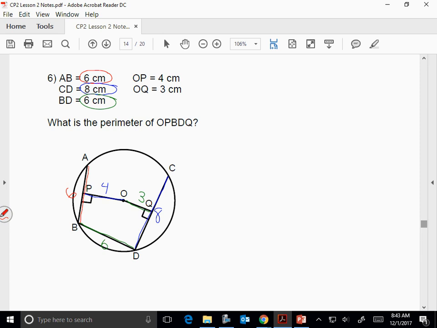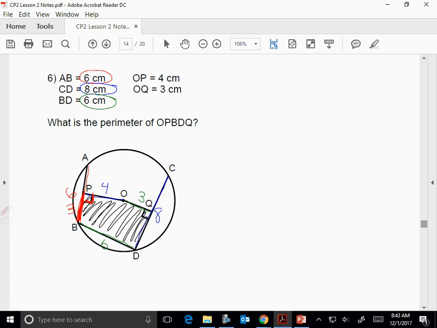Oh gosh. OPBDQ. Ah, this is a really good question. I'm going to shade in OPBDQ so I know what I'm talking about, this pentagon here. So the only thing in question is, what is this side's length right here? How do you know it's 3? Because the radius does what to the chord? It bisects it because it's perpendicular, right? So that means this will be 3.